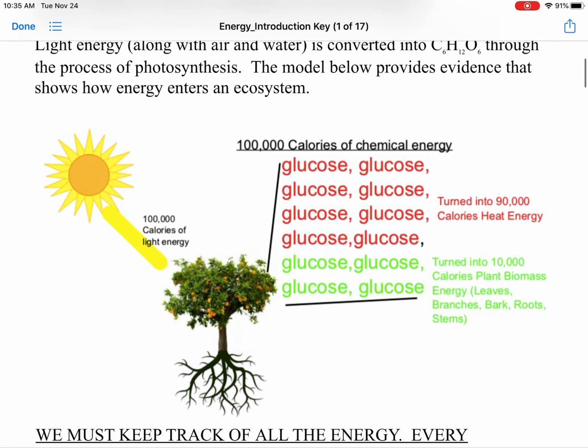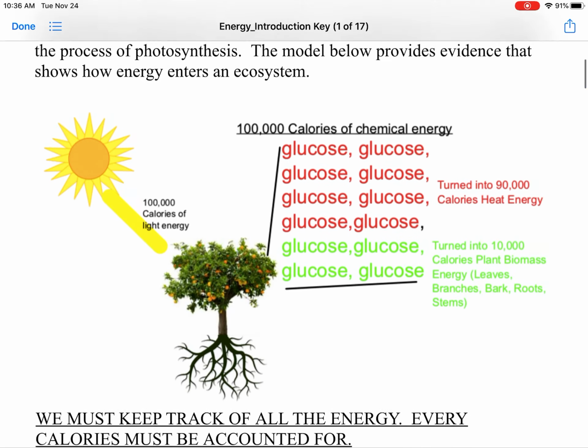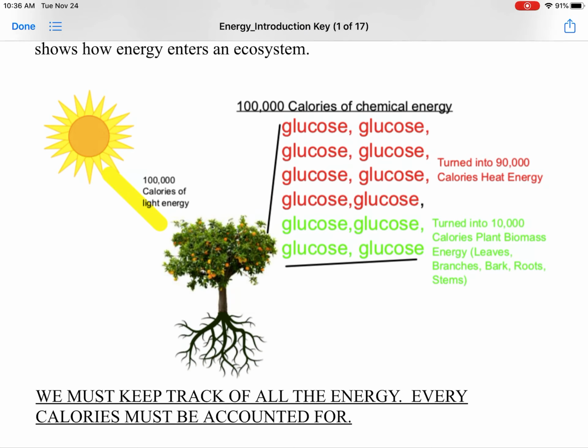You'll notice in the model that some of the glucose molecules have been colored red and some of the glucose molecules have been shaded in green. That's to show what the plant does with all of that glucose that it's made. Most of the glucose, 90,000 of the 100,000 calories, is going to be converted into thermal energy or heat energy, leaving only about 10,000 calories to build the plant's biomass.